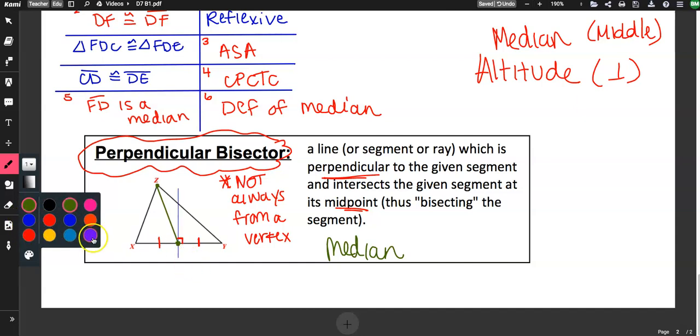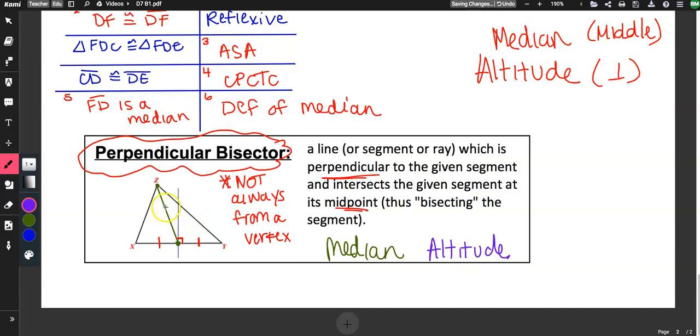And then let me draw in the altitude in purple. So again, the altitude is also from a vertex, so it's not going to end up over here because that would not be a 90-degree angle. So I'm going to start at the vertex Z and go straight down, as best I can. So my altitude will be way over here because that's going to make a perpendicular line from the vertex point as well. Okay, so those are the three vocab words we learned today.